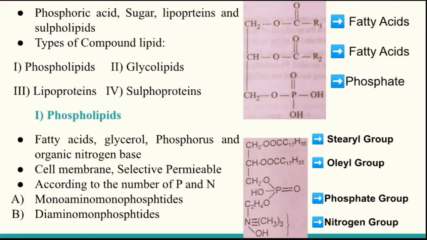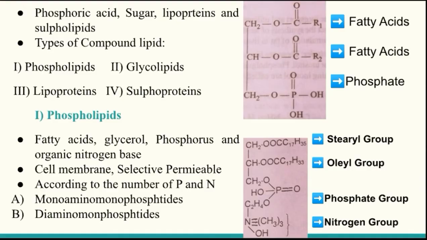Compound lipids are like simple lipids, because they are also esters of fatty acids and other hydroxy compounds, but they are united with phosphoric acid, as well as sugar, sulfolipid and lipoproteins also. It means the addition of other molecules or atoms, that is the phosphoric acid, sugar, sulfolipids and lipoproteins.